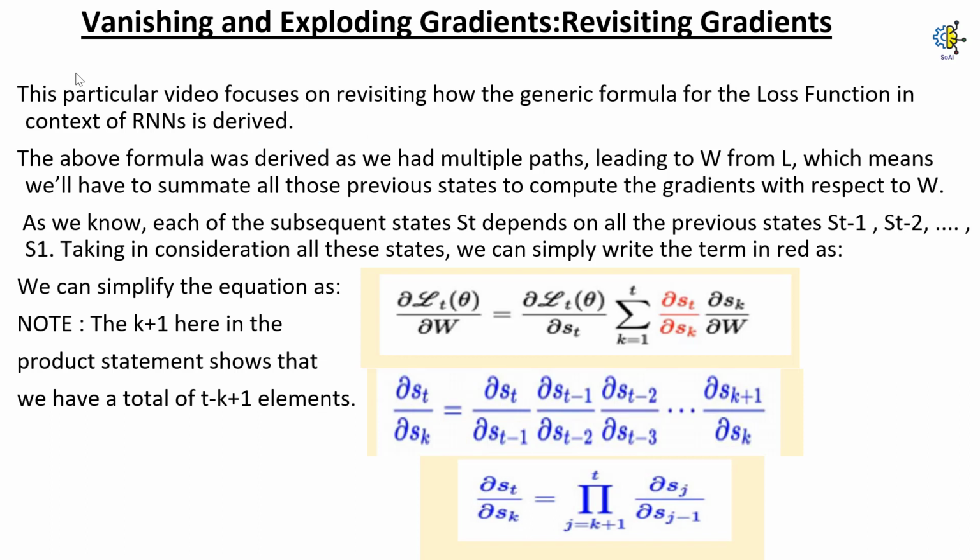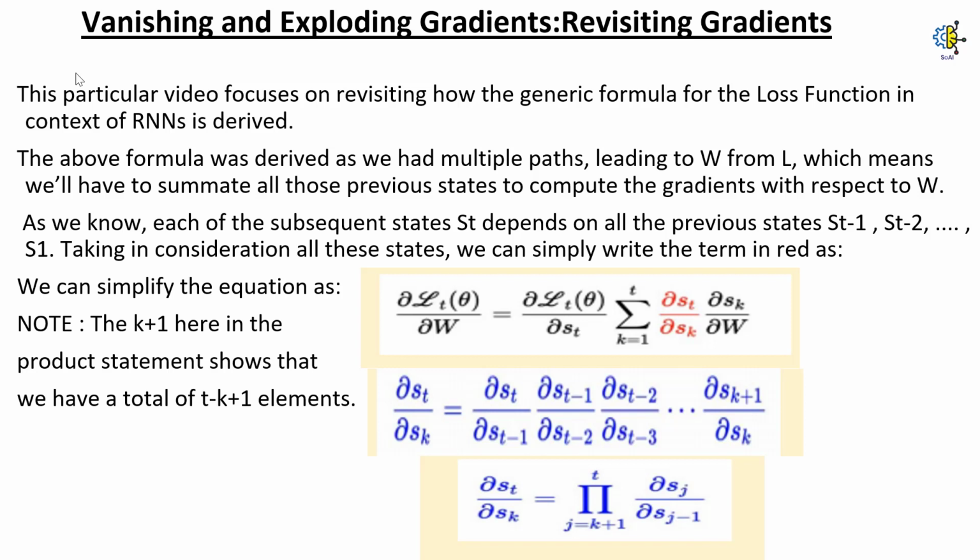Let's start. Vanishing and Exploding Gradients, Revisiting Gradients. This particular video focuses on revisiting how the generic formula for the loss function in context of RNNs is derived. The above formula was derived as we had multiple paths leading to W from L, which means we will have to summate all those previous states to compute the gradients with respect to W. As we know, each of the subsequent states St depends on all the previous states St-1, St-2 to S1.